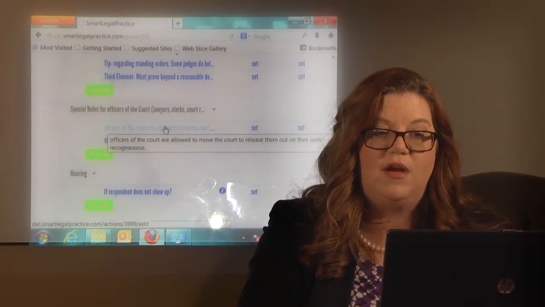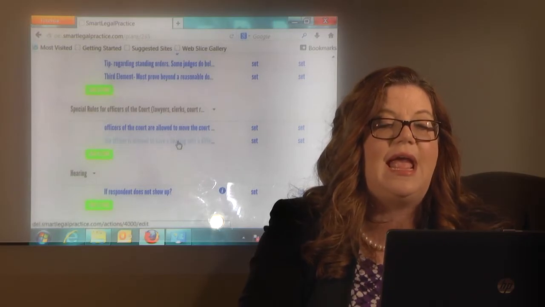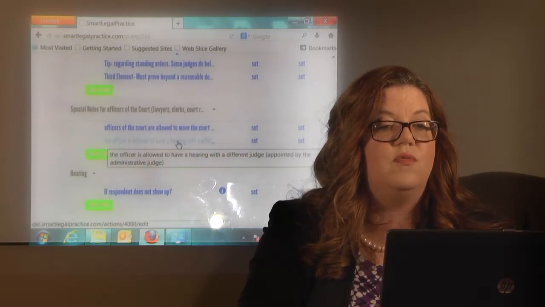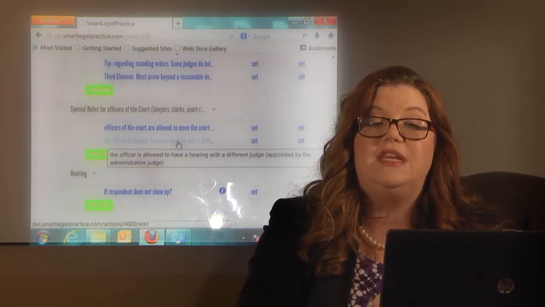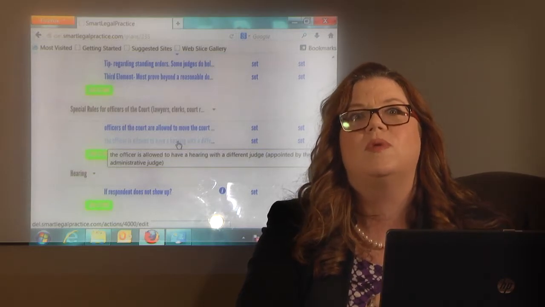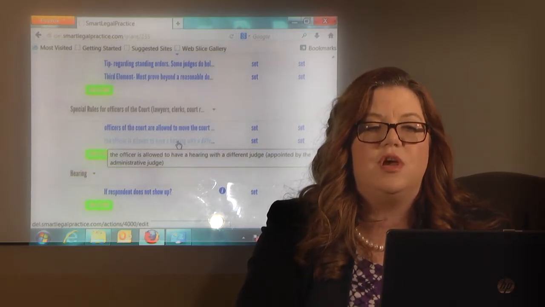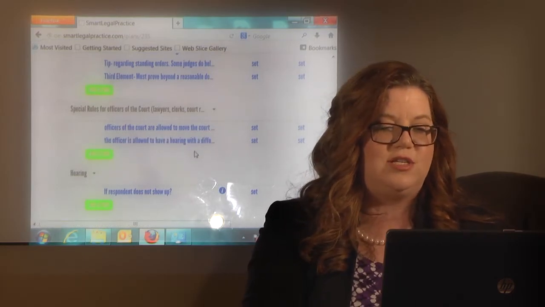So that's something to be aware of and to make everyone in your office aware of. And the officer, so we're talking about lawyers, clerks, court reporters, so on, is allowed to have a hearing with a different judge. An administrative judge would appoint that judge to determine if you're really going to be held in contempt. So that's a special tip. If you have any hotheads in your office, pass that on to the hothead.